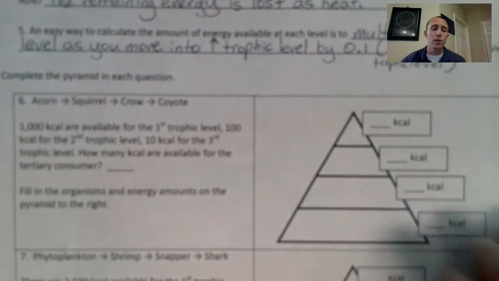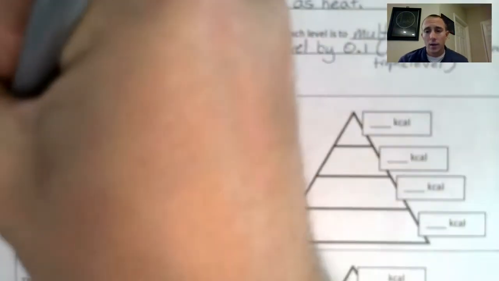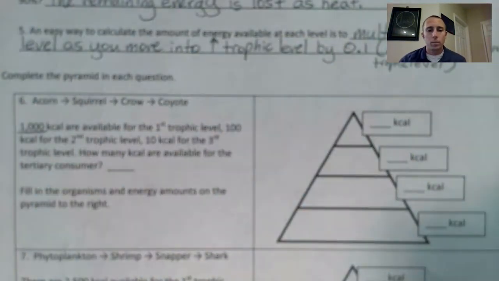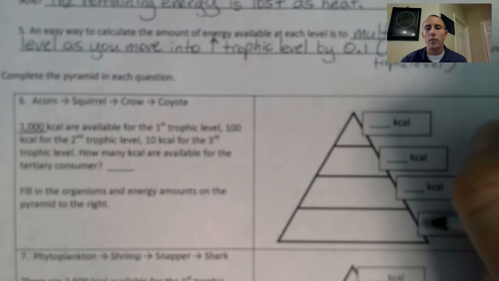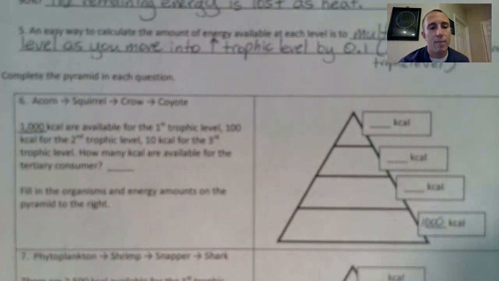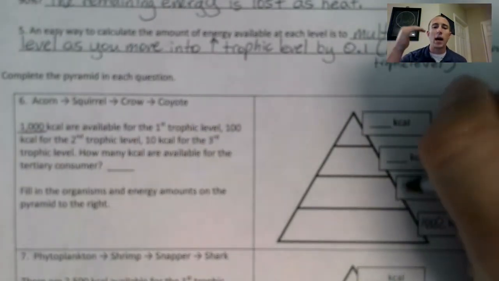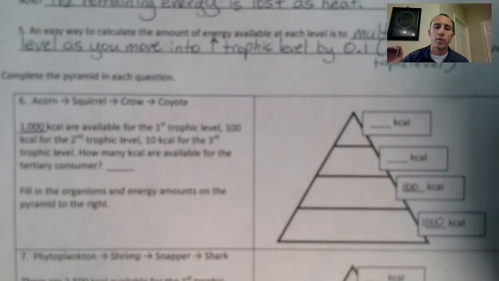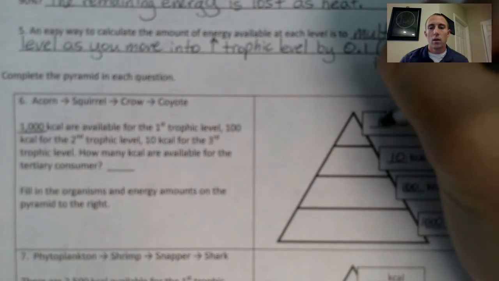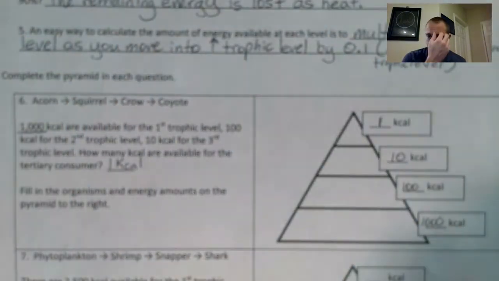If it helps you, you could also just move the decimal place. In this next example, we have 1,000 kilojoules at the bottom. If you're going to move up, then you just move the decimal place to the left one. If you were going to go down, you would move the decimal place to the right. So that's another easy way that you could solve for these.